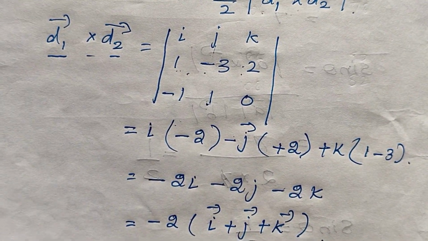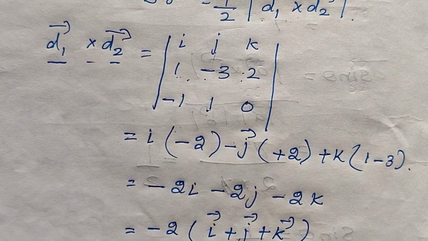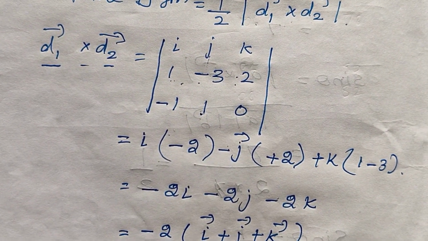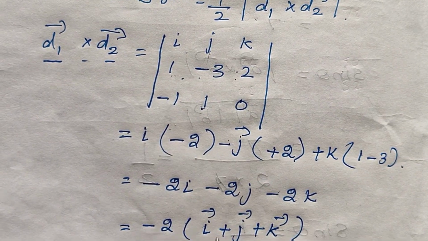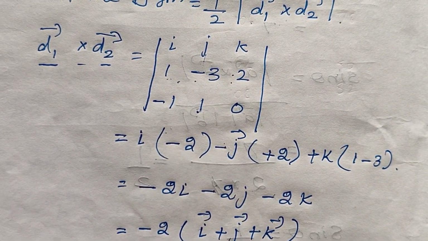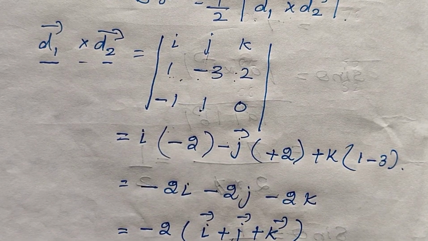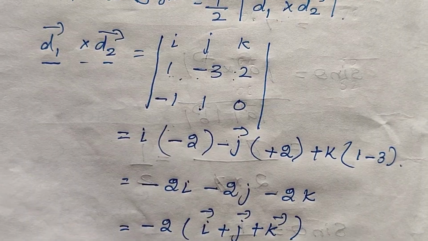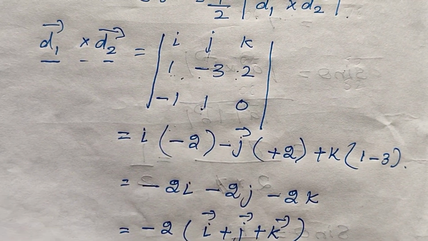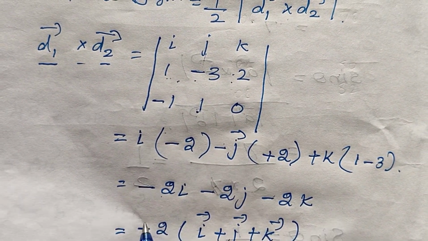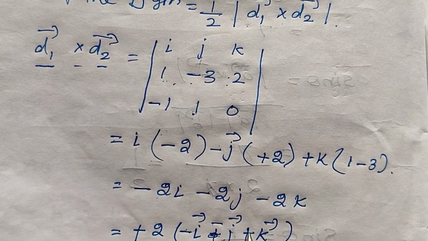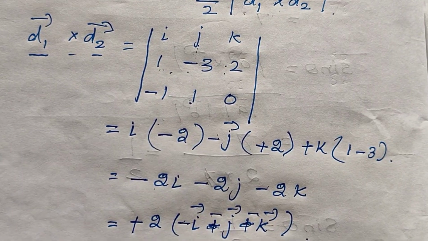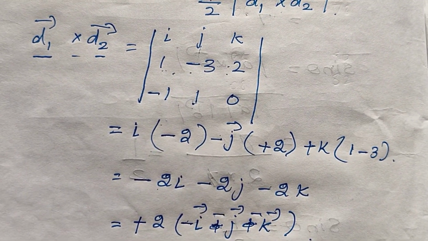So here magnitude of d1 vector cross d2 vector, so minus 2 we take outside, therefore the 2 gets cancelled. Square root of 1 square plus 1 square plus 1 square is equal to square root of 3. That is, if I take 2 alone outside, here minus i, minus j, minus k, therefore minus 1 square, minus 1 square, minus 1 square, so root 3. So area of the parallelogram equal to root 3 square units.